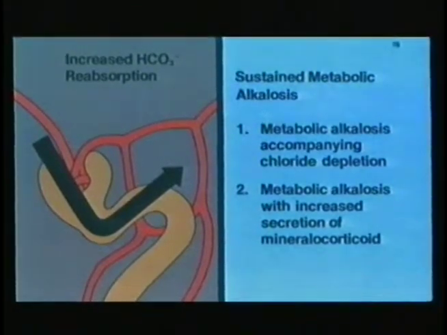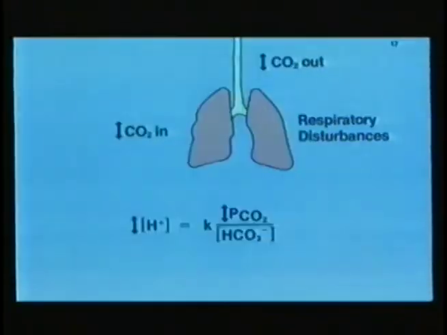In this unit, we will not discuss in detail the pathophysiology of a persistently high rate of renal bicarbonate ion reabsorption which results in sustained metabolic alkalosis. We will mention two broad pathophysiological categories in which this occurs. 1. Metabolic alkalosis accompanying chloride depletion, and 2. Metabolic alkalosis associated with increased secretion of mineralocorticoid. Details of these abnormalities should be studied in other sources.